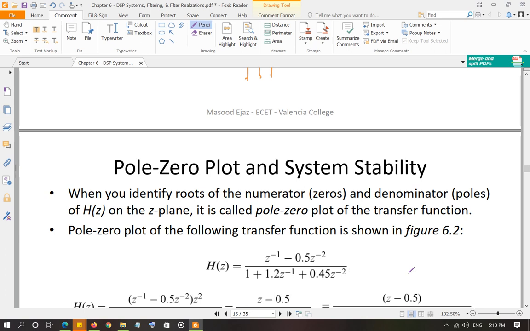Okay, in the next one we're going to discuss the pole-zero plot and system stability.